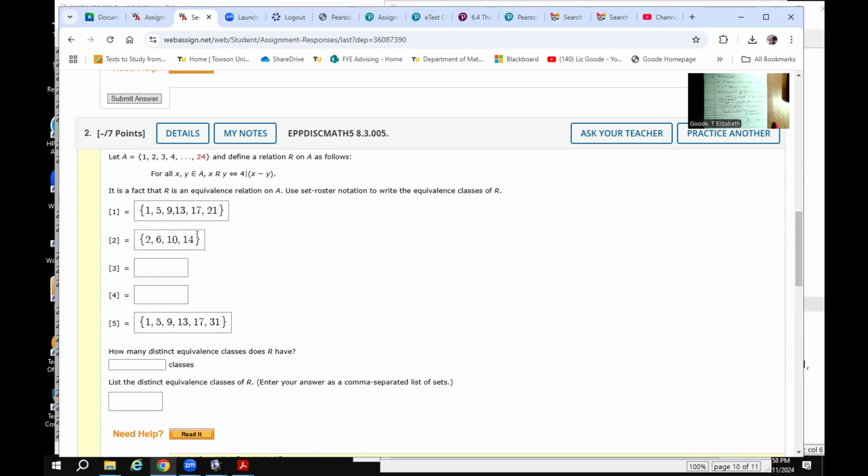And keep going until you get up to whatever the last one is in the set, jumping by jumps of size 4. Keep going. 18.